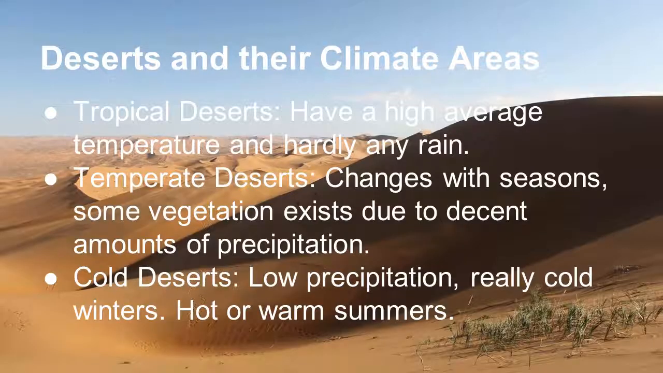There are three types of deserts: tropical deserts, temperate deserts, and cold deserts. Tropical deserts are dry and hot with very little plant and animal life. These are the deserts shown in movies. Temperate deserts change with the seasons and get the most precipitation out of all the deserts. While cold deserts are the last type. Winters here are cold, but summers are still warm or hot. The precipitation is low, but still higher than that of a tropical desert.